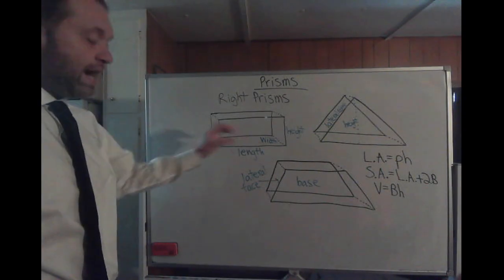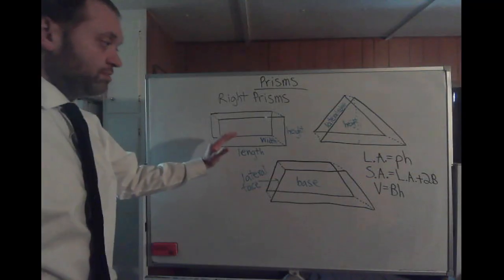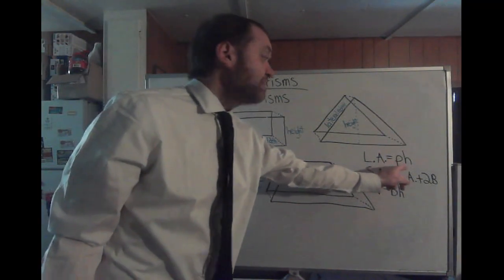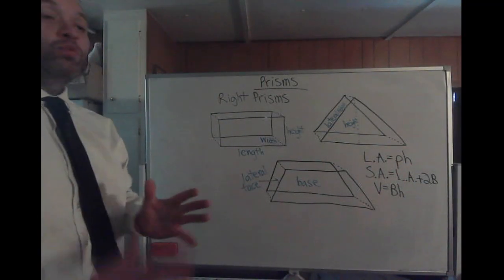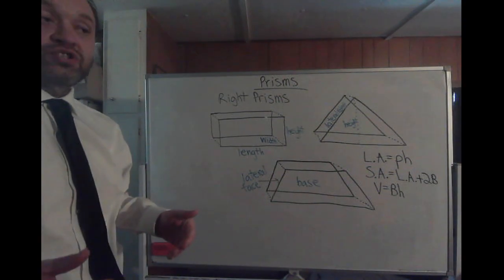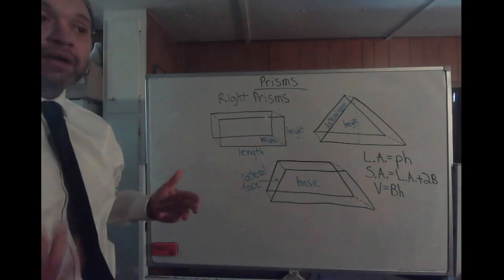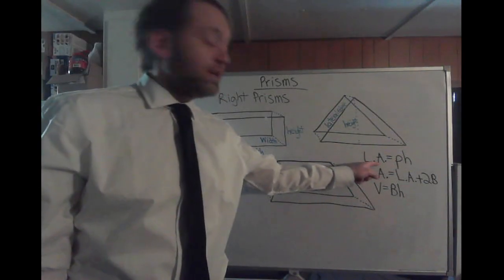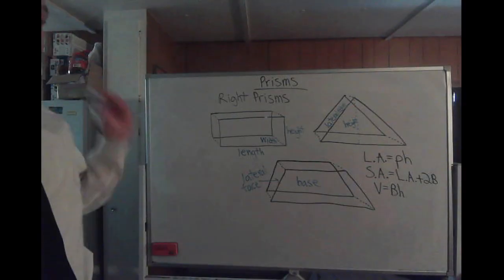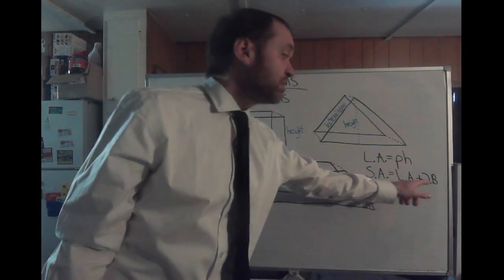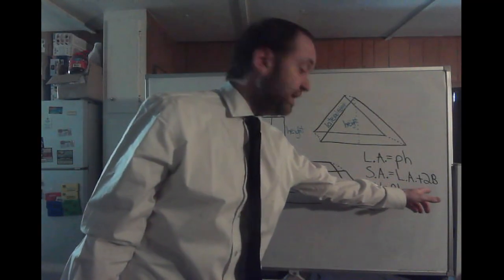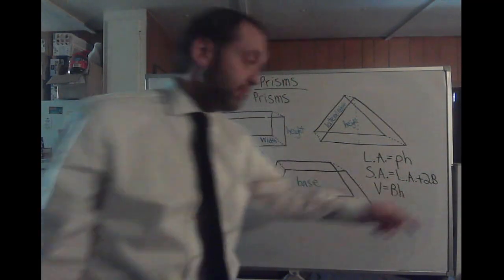It's the distance around the prism without the bases itself, but it's the perimeter of a base times the height of the whole prism. Now, once you know the lateral area, you can find what's called the surface area. Some books refer to it as the total area of the prism, the same thing. So lateral area is abbreviated LA, surface area is SA. To find the surface area, it's the lateral area of the prism plus twice the area of one of the bases. Because a prism has two bases, that's why it's twice the area of one base.